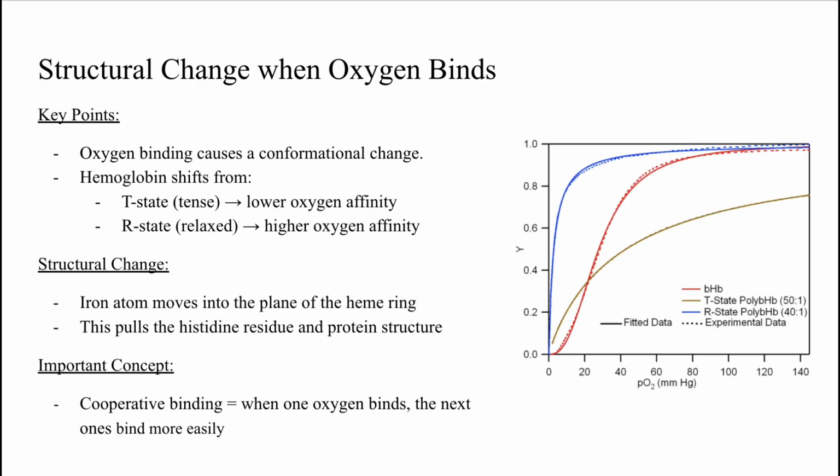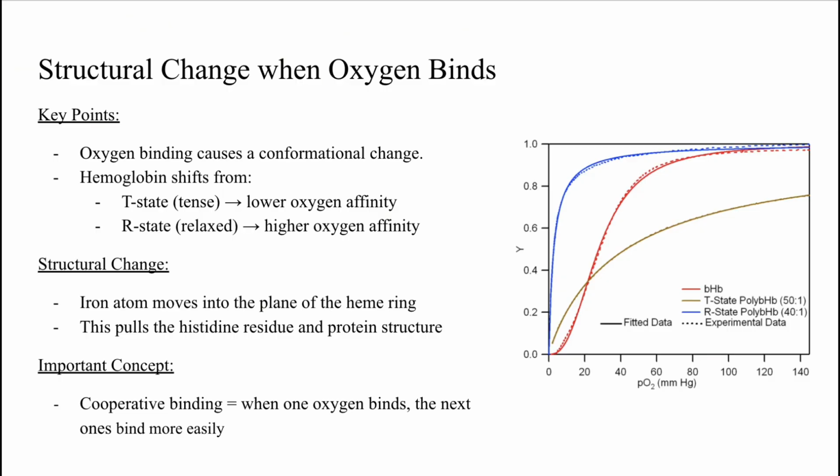When oxygen binds to the iron atom in heme, it induces a structural change in hemoglobin. In the deoxygenated state, hemoglobin exists primarily in what is known as the T state, also known as the tense state. In this conformation, the iron atom sits slightly outside the plane of the porphyrin ring. When oxygen binds, the iron is pulled into the plane of the porphyrin ring.